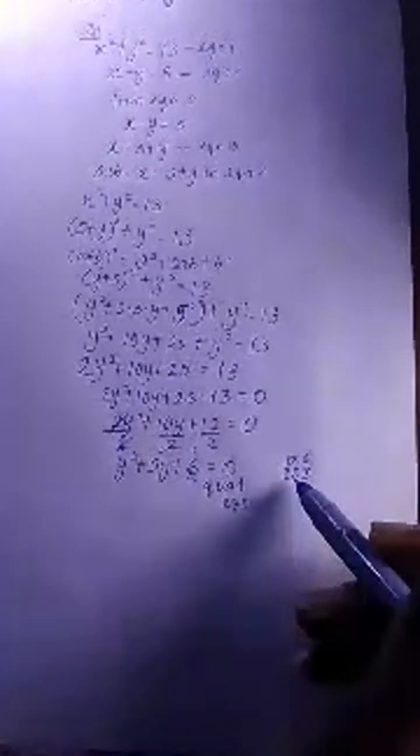So if we do 2 and 3, 2 times 3 gives us 6, that's plus 6, and 2 plus 3 gives us 5, so that's suitable. So from here we do y squared plus, now instead of writing this 5y here, we now write 2y plus 3y, because 2y plus 3y still equals 5y. So we have y squared plus 2y plus 3y plus 6 equals 0, right?